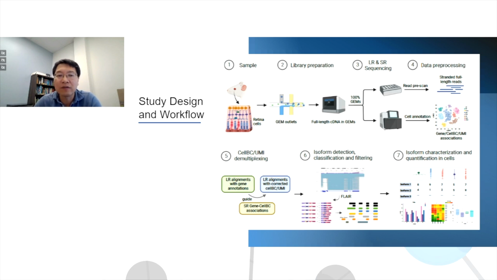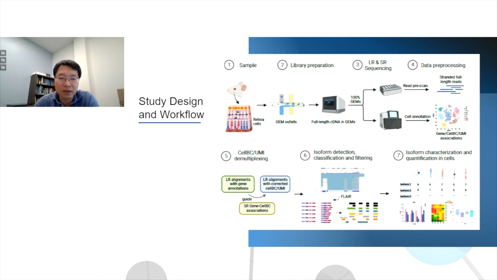While the other half we convert to a library that is suitable to be sequenced by Oxford Nanopore, and then we perform long read sequencing. Once we perform these two sequencing runs, the short read sequencing data will be used to cluster and identify the cell barcodes that were captured, and this will be used to guide looking at the long read data.